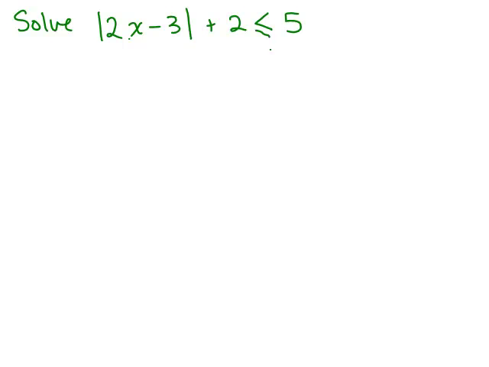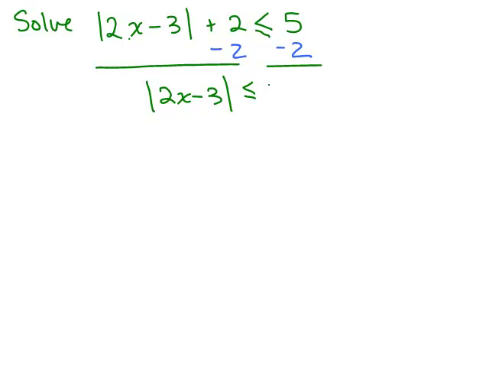Remember, if we isolate the absolute value, then we have a way of rewriting the inequality without absolute value. So that's the first thing I want to do here. This plus 2 is not inside the absolute value, so I am going to subtract 2 from both sides so that I can isolate the absolute value. That gives me the absolute value of 2x minus 3 is less than or equal to 3.